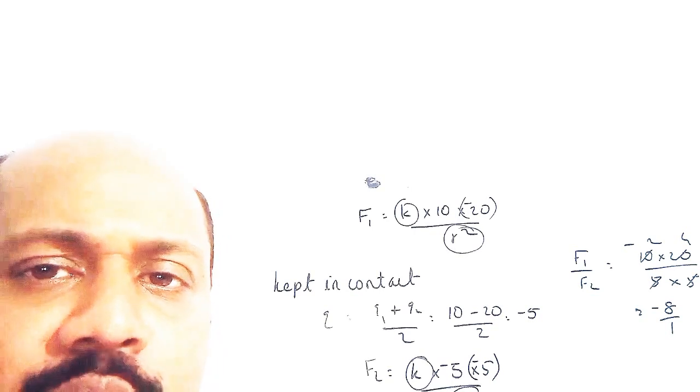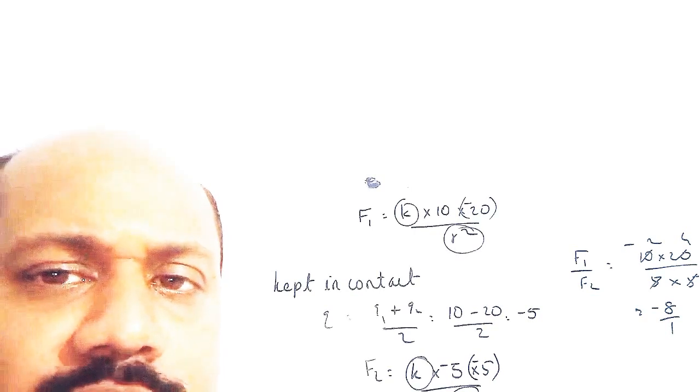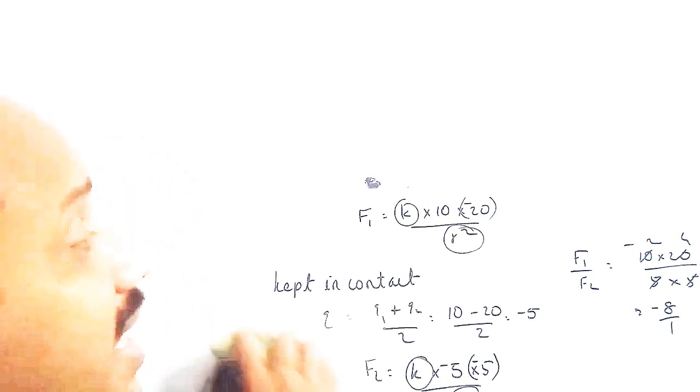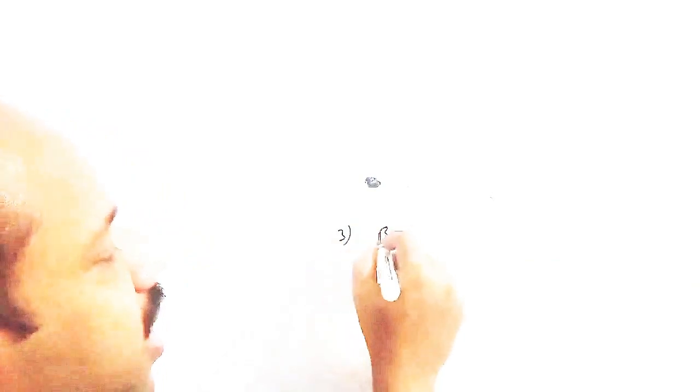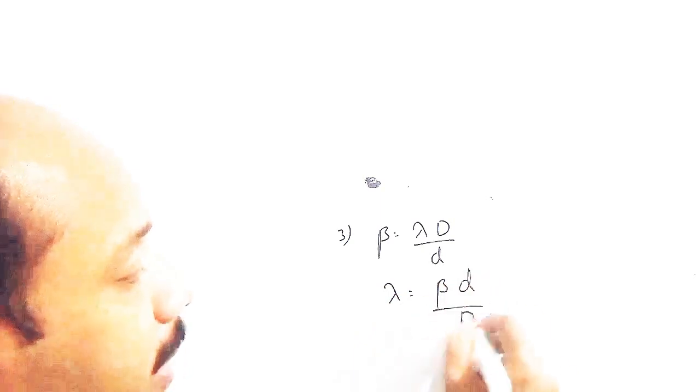Now the third question. The distance between two coherent sources is 0.1 millimeter. The fringe width on the screen 1.2 meter away from the source is given. The wavelength of light will be? That is Young's double slit experiment. In the two slit experiment, I am going to take the fringe width as beta. Beta is equal to lambda D by d. We have to find the wavelength, so lambda is equal to beta small d divided by capital D.